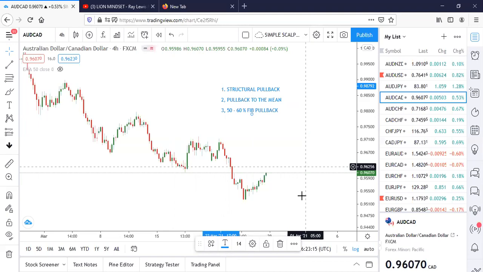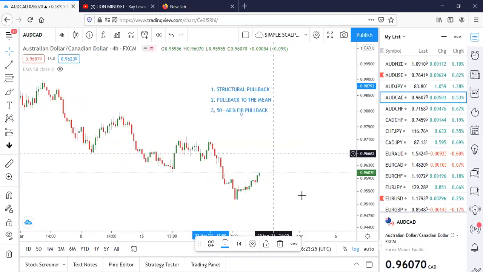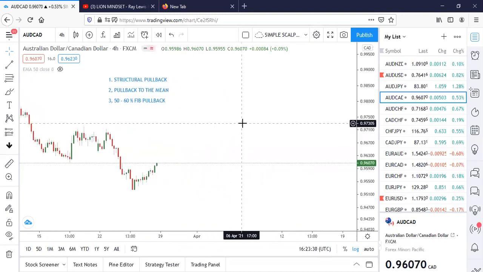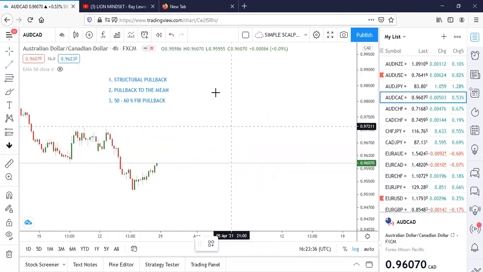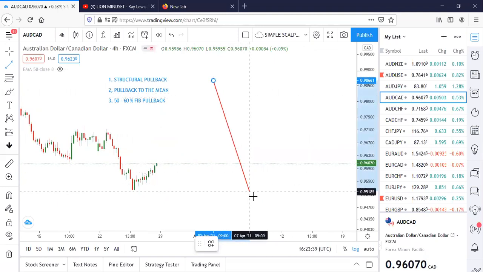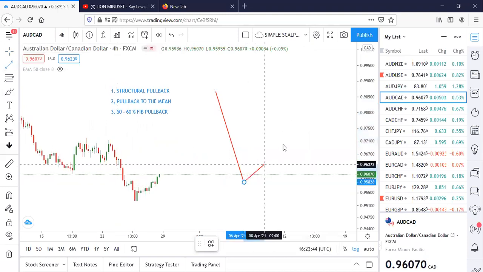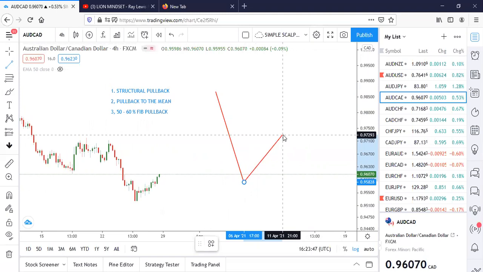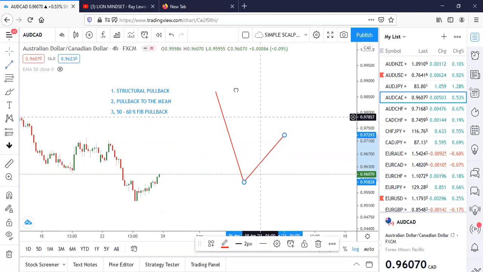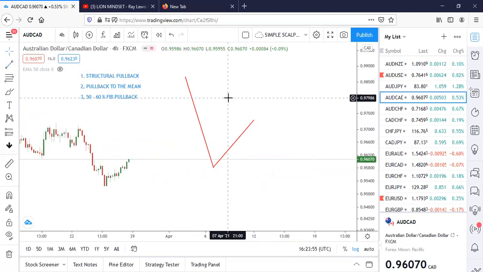Let's keep moving ahead one after the other. Let's talk about pullback to the mean. Guys, you need to know that the market can never ever continue to go in one direction without a retracement or a pullback. Retracement is what a lot of people call pullback. So you can call it retracement or a pullback.